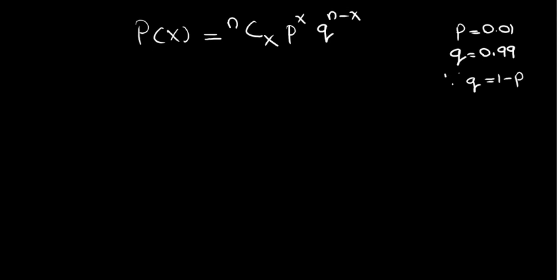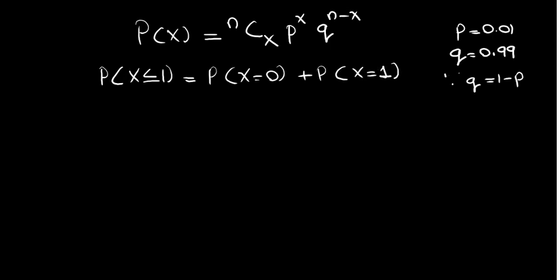Now we have to find the probability of x less than or equal to 1, which means the probability of x is equal to 0 plus the probability of x is equal to 1. Since these are discrete distributions, we will take the sum. That is an important point here. If these were continuous distributions, it would not be a sum; it should be an integral.